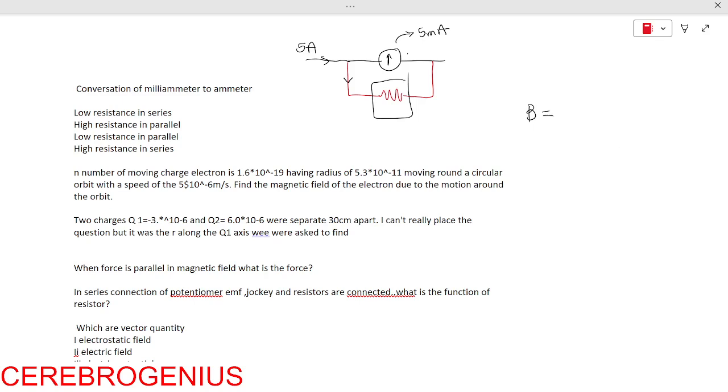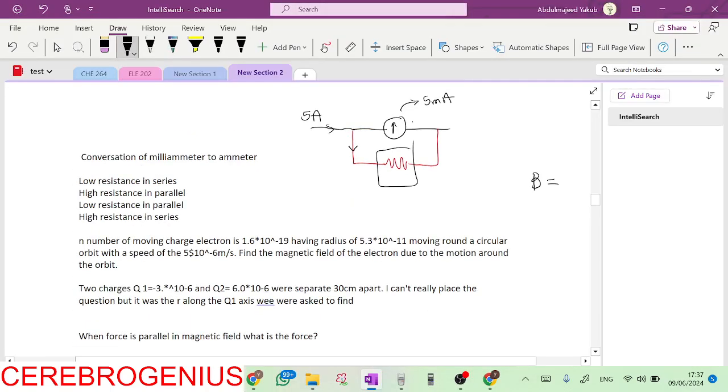I don't think I can recall the formula for finding strength of field of a moving charge. We are given the radius. We are given the speed. How do we do it? Strength of field of moving charges. I think we use Biot-Savart law, but I can't remember what the law is. So no problem.